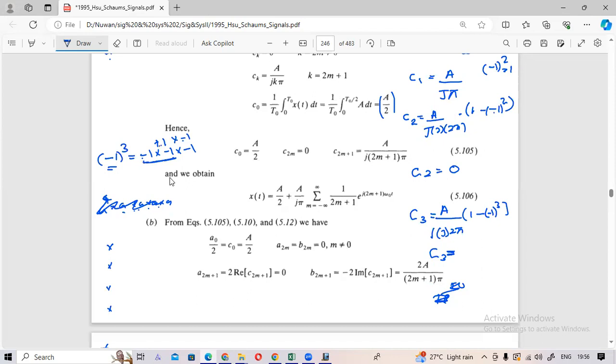So plus minus, you will have minus 1. So this will be minus 1, this will be minus 1, this will be minus 1. Minus 1, and minus minus again will be plus. So 1 plus 1, that is 2. So you will have 2 for this. This is for C3.